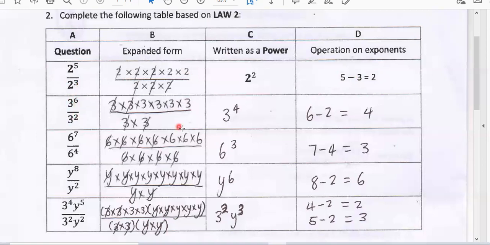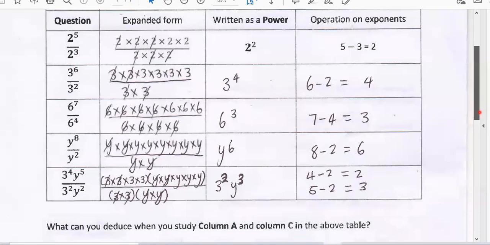Now 3 to the 6 divided by 3 to the power of 2. So again, expanded form. That means we must multiply the base, the base 3 in this case, by itself 6 times. So it's 3 times 3 times 3 times 3 times 3 times 3 to give you 3 to the power of 6. Now for 3 to the power of 2, the exponent is telling me I must multiply this base, which is 3, 2 times by itself. So it's 3 times 3.